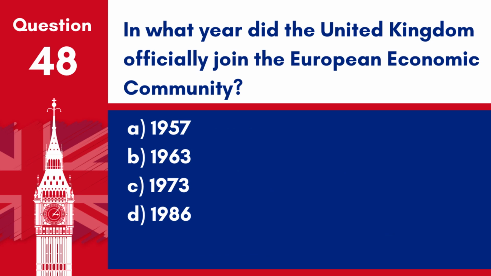Question 48. In what year did the United Kingdom officially join the European Economic Community? A. 1957. B. 1963. C. 1973. D. 1986. Answer C. 1973. The United Kingdom officially joined the European Economic Community, EEC, now the European Union, EU, in 1973.